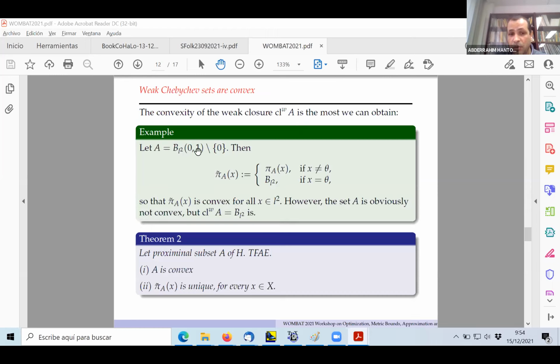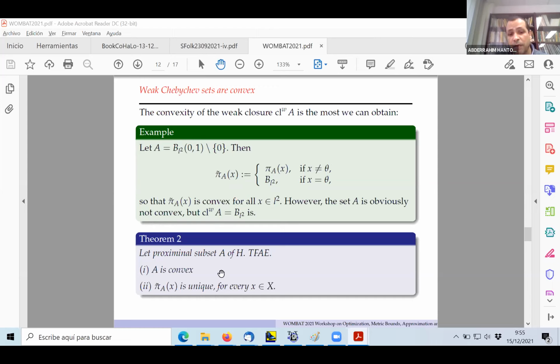Take the unit ball in L2 except 0. So the projection is always convex. The weak projection coincides with the usual one outside 0. At 0, it is the unit ball, so it is convex. But of course, the set A is not convex, while the weak closure is.